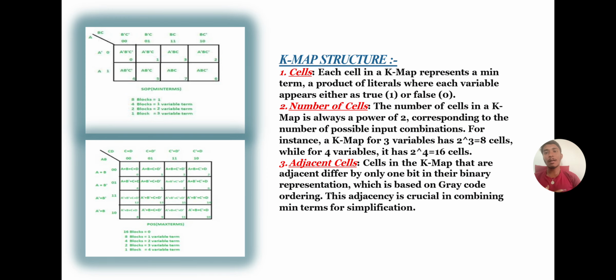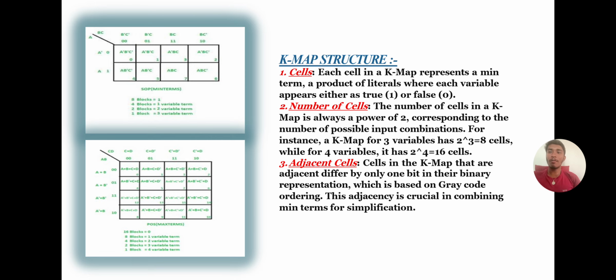Then looking at the K-map structure: cells, number of cells, and adjacent cells. These are the three main concepts in how the K-map is drawn. Cells: each cell in a K-map represents a min term or the product of literals, with each variable appearing either as 0 or 1.